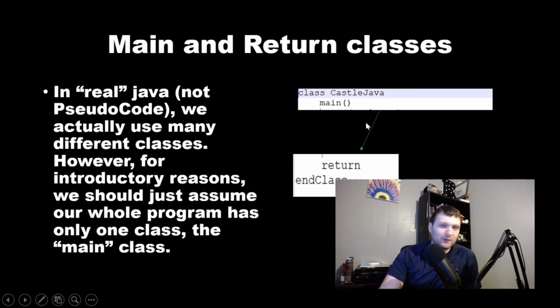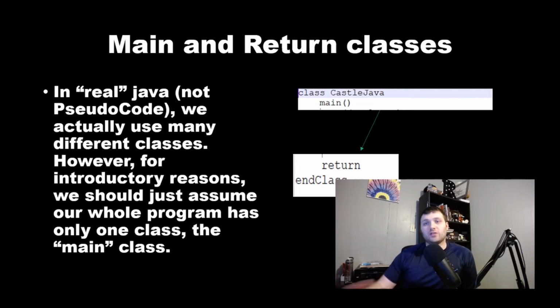Our knights, our round table. Anything that happens inside our castle, inside our code, is going to happen inside of here, inside these walls: the class Castle Java and the main method. So in real Java, not pseudocode, you're probably going to use many different classes and many different methods. But for introductory reasons, we're going to just assume everything happens here, right?